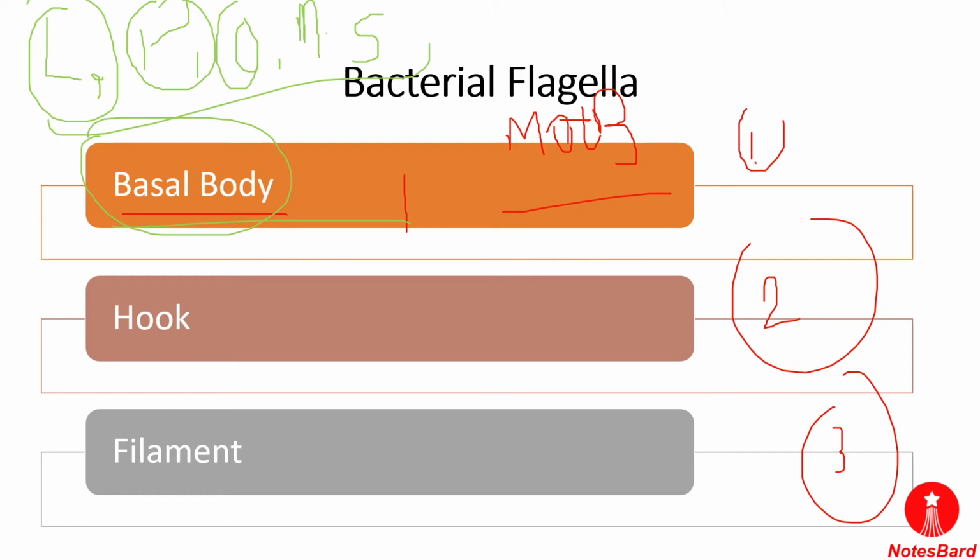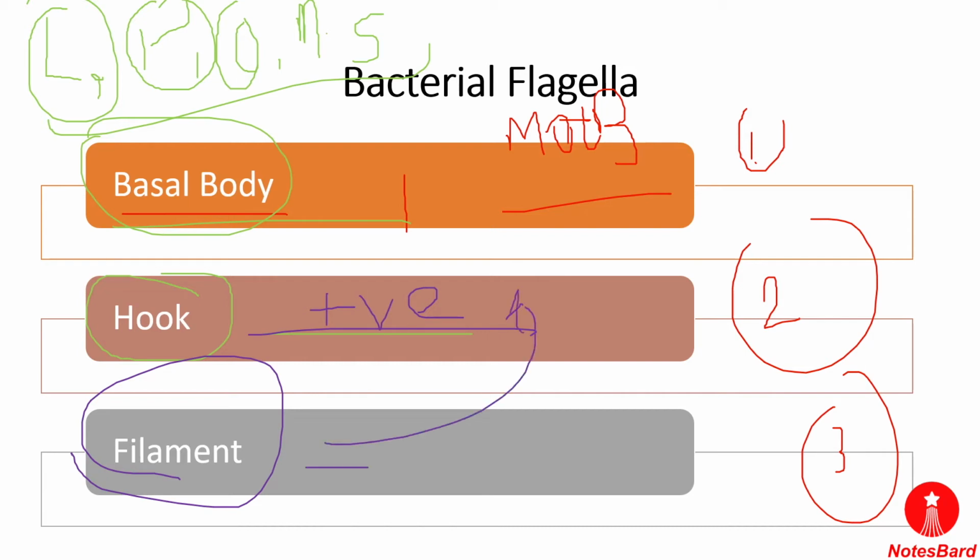Now the next structure of the bacterial flagella is the hook. It is a broader area present at the base of the filament. It connects the filament to the motor protein at the base, and the hook length is greater in gram-positive bacteria. Next is the filament. They are thin hair-like structures arising from the hook.